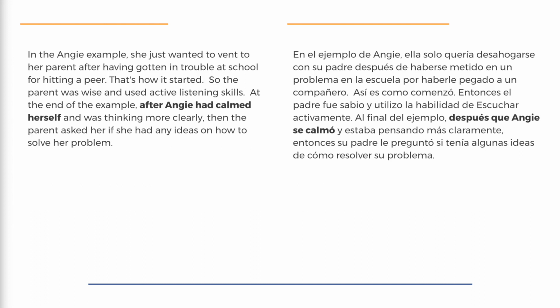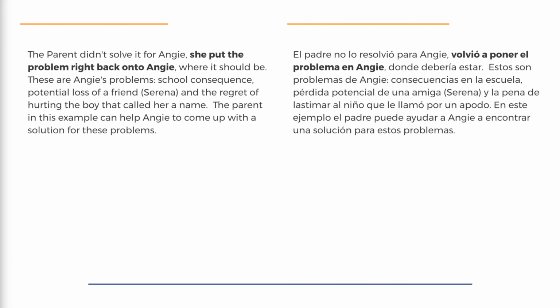In the Angie example, she just wanted to vent to her parent after having gotten in trouble at school for hitting a peer. That's how it started. So the parent was wise and used active listening skills. At the end of the example, after Angie had calmed herself and was thinking more clearly, the parent asked her if she had any ideas on how to solve her problem. The parent didn't solve it for Angie. She put the problem right back onto Angie, where it should be.